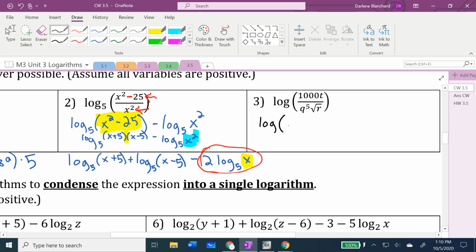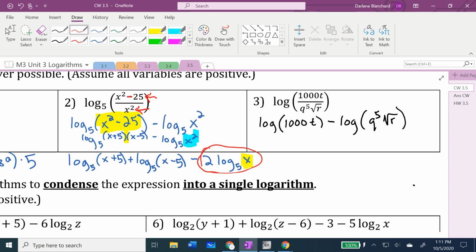What base do we understand it to be? 10. Good. So with number 3, that means I just don't have to write a base. So I have 1000t minus, and then I have q to the 5th power times the square root of r.